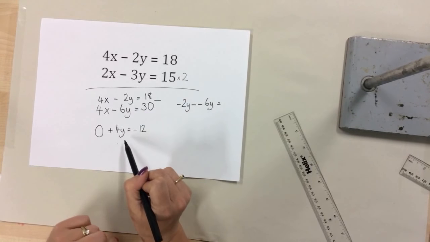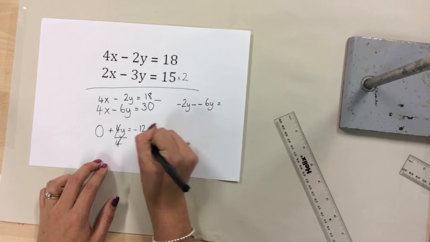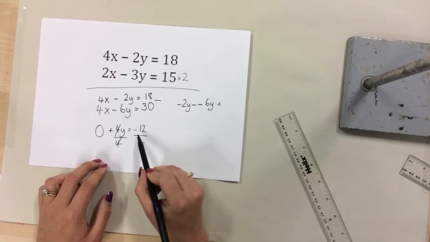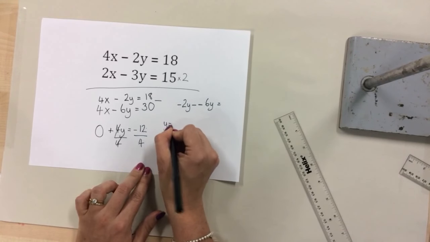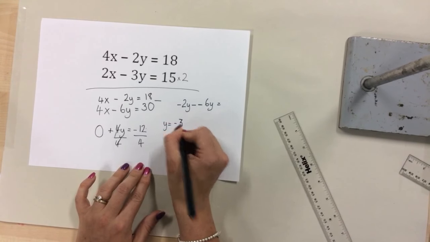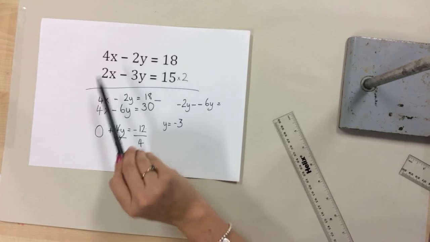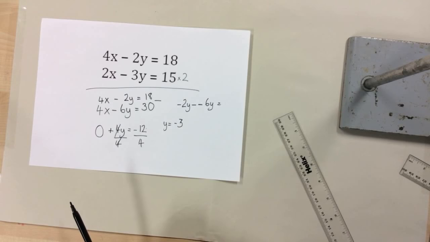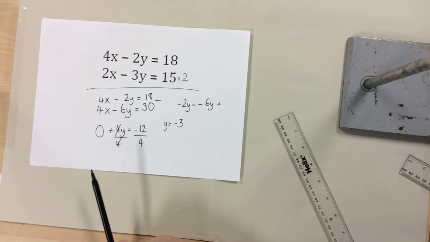I don't want to know what 4y is, I want to know what 1y is. Therefore, I'm going to divide it by 4, and I know that negative 12 divided by positive 4, so y is going to equal negative 3. So I now know what one of the variables is. I can then pick one of these equations to substitute it back in to then find out what x is. I have, at the minute though, still picked up quite a lot of marks.